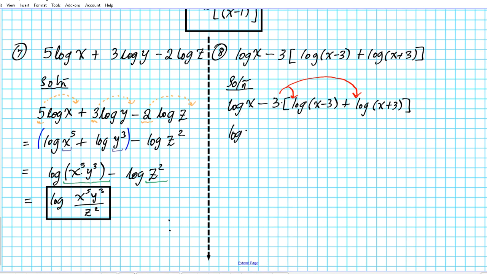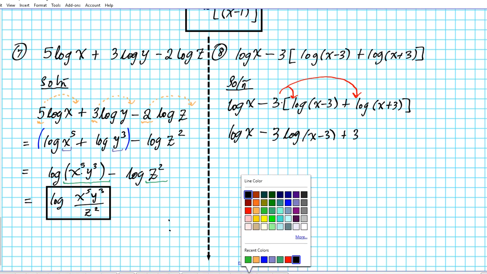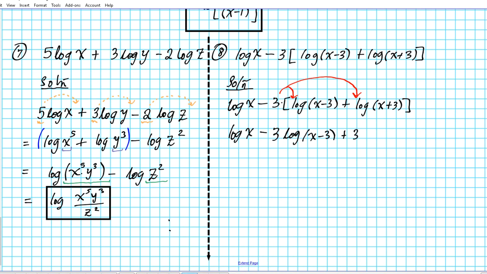So we have log of x minus 3 log x minus 3 plus 3. Okay, let's hold on for a second. What we're doing is distributing negative 3, so we have to be careful. Alright, so we're distributing negative 3.